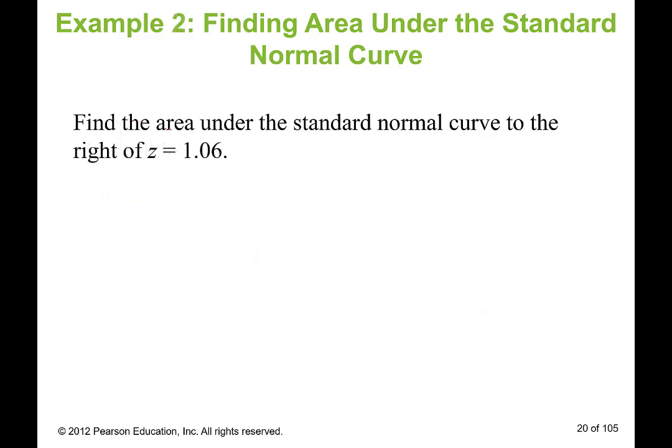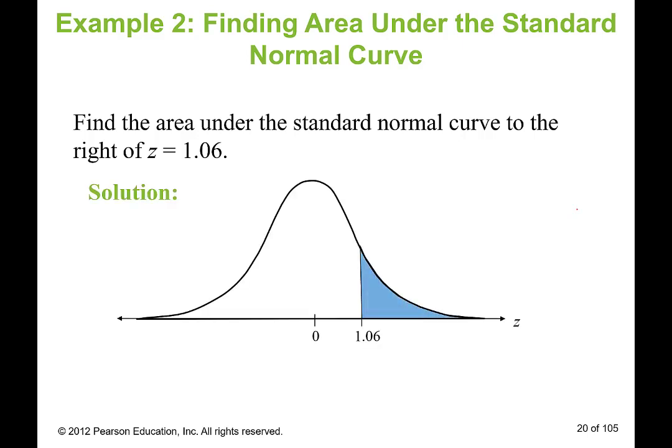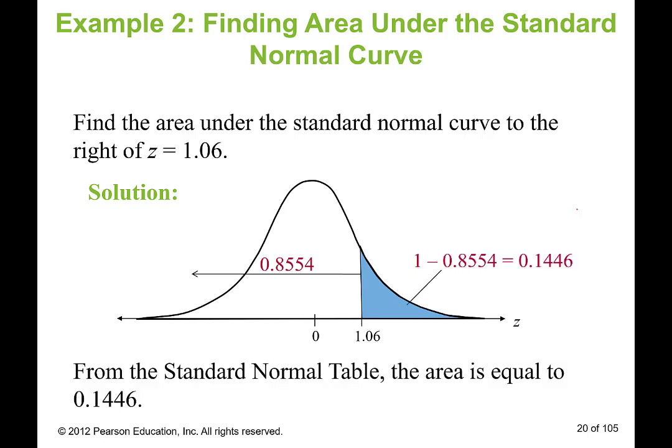Okay? Here's a second example. What about the area to the right of z equals 1.06? So remember, if we're drawing our curve, now we're talking about an area to the right of it. Remember which case that was and what we need to do. Give it a try. Okay. If you were able to look up the area to the left of 1.06 and find out the area under the curve is 0.8554, and then if you subtracted 1 minus that value to get 0.1446, then you did this problem correctly. Congratulations.